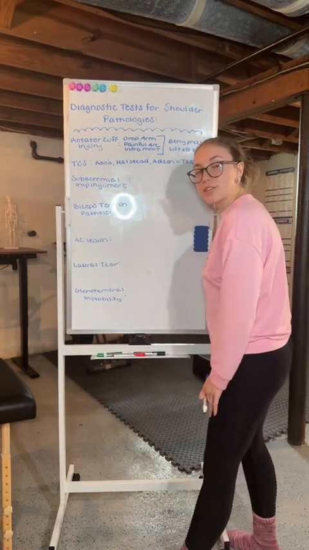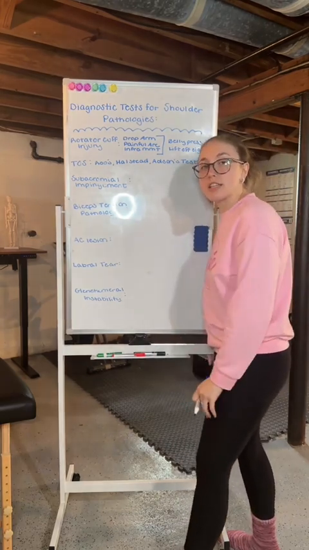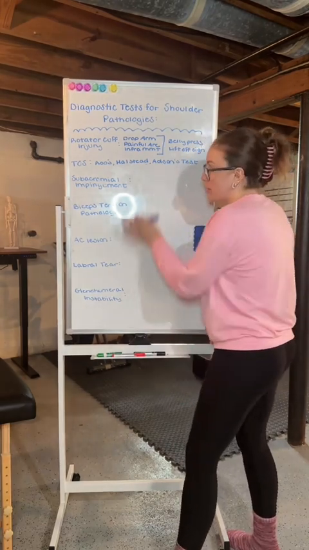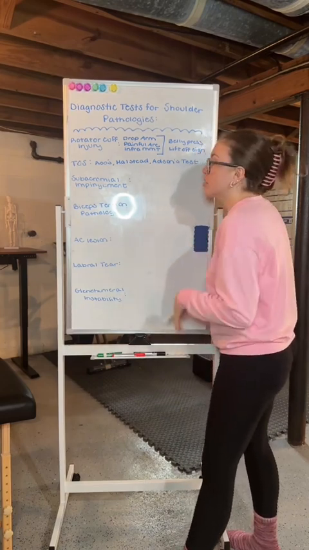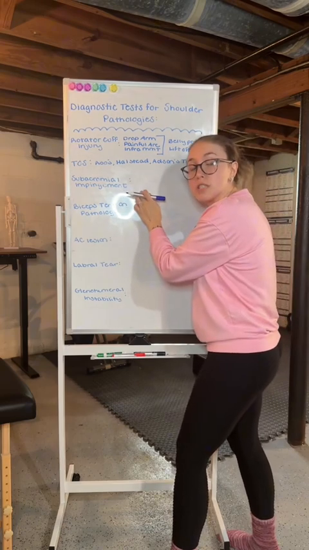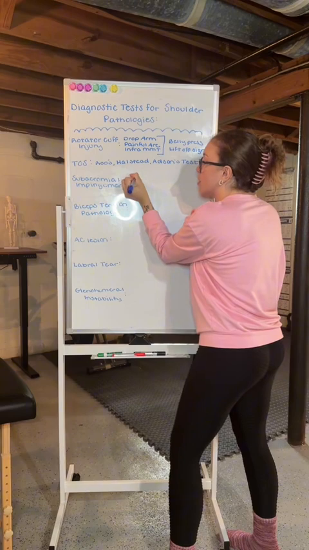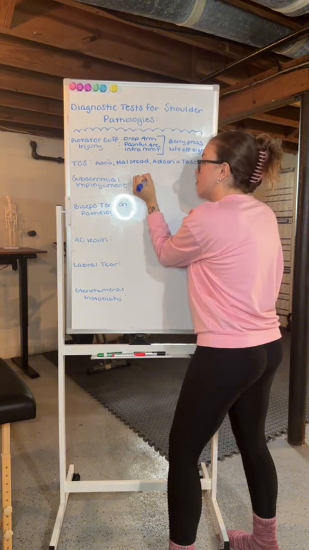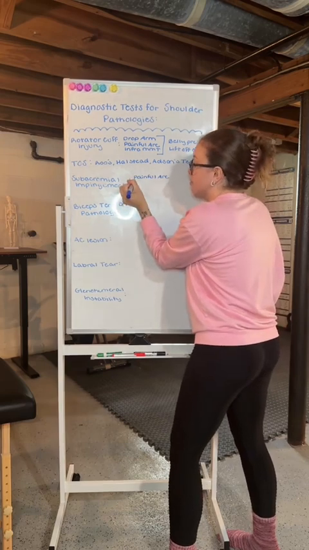The next pathology on our list is subacromial impingement. This is the second pathology that does have a test cluster. And I know all these are going to be very overwhelming, but for the clusters, they actually do overlap. So what I mean by that is 2 of these are actually going to be in the test cluster for subacromial impingement as well. So we're going to have the painful arc and the infraspinatus manual muscle test.